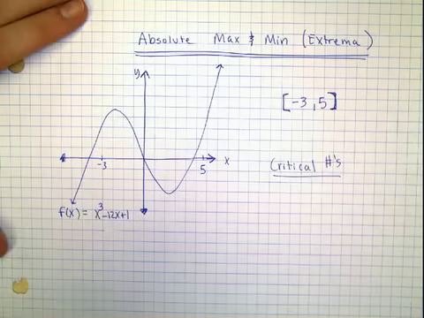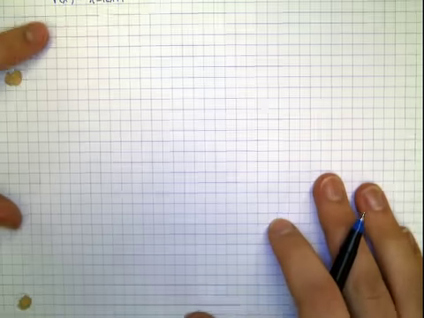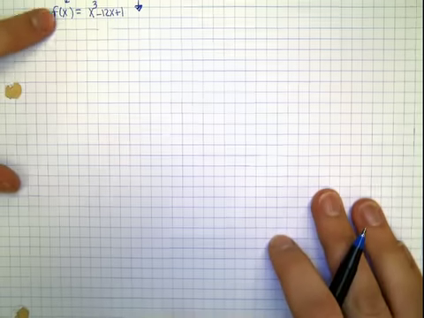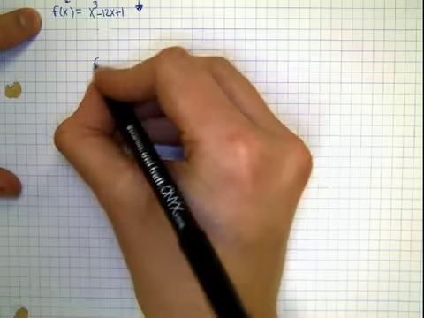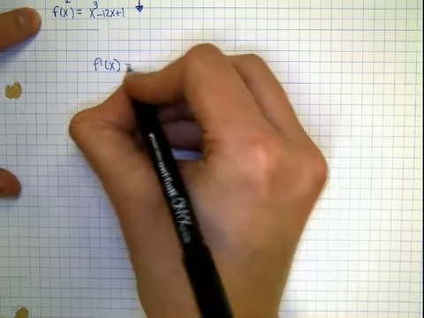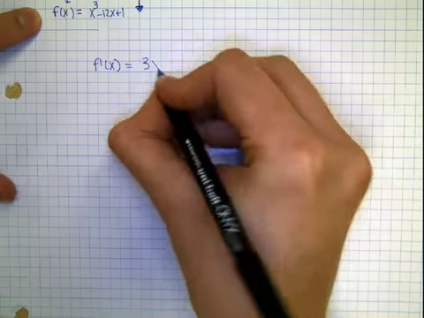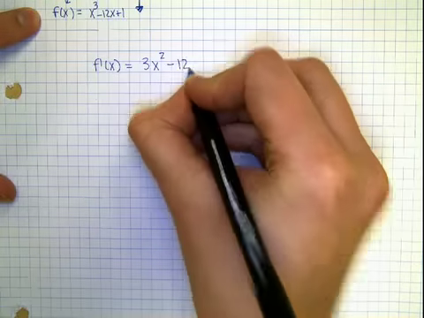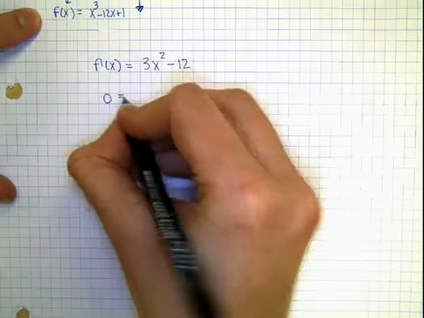Critical numbers are when the derivative of this graph equals 0 or does not exist. So let's go through the process. Imagine you don't even have this picture, so I'm going to slide this up. You just have this function up top here. First thing you're going to do is find f prime of x. The derivative is a quick power rule. It's 3x squared minus 12. We're going to take that derivative and set it equal to 0.